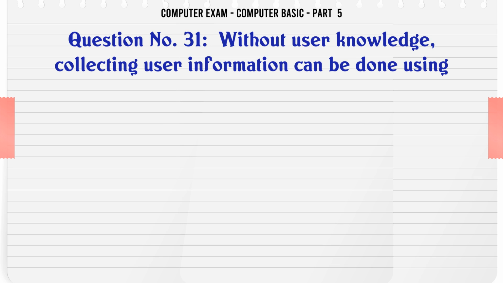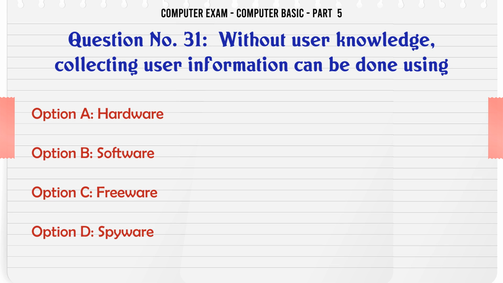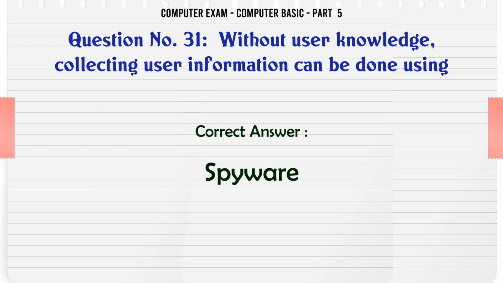Without user knowledge, collecting user information can be done using A. Hardware. B. Software. C. Freeware. D. Spyware. The correct answer is spyware.